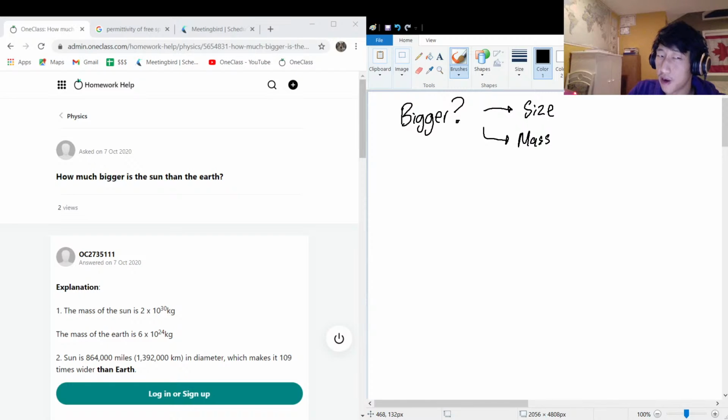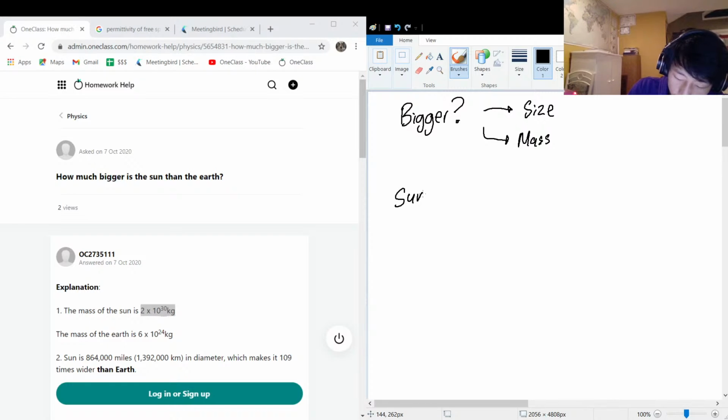It would be better if the question specified how much bigger is the mass of the sun compared to the mass of the earth, or how much bigger is the size of the sun compared to the size of the earth. Those would be better ways to phrase this question. Yeah, so we got our numbers here, which are nice and convenient. So the mass of the sun is 2.